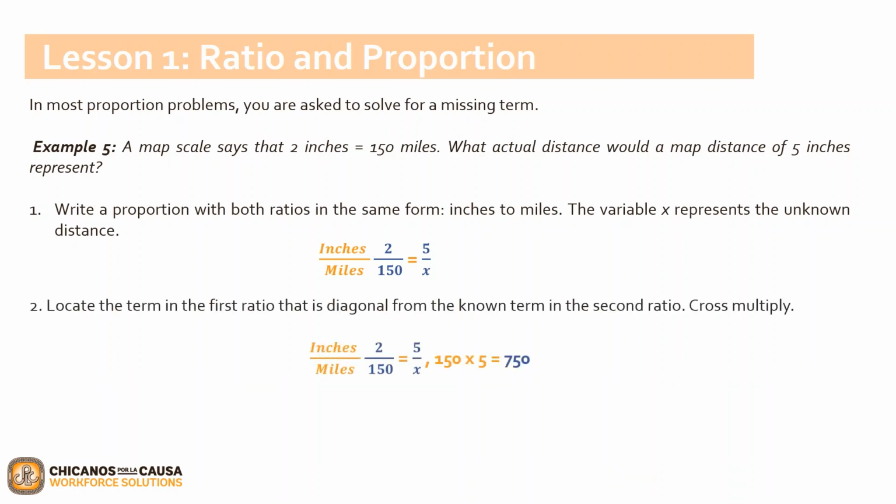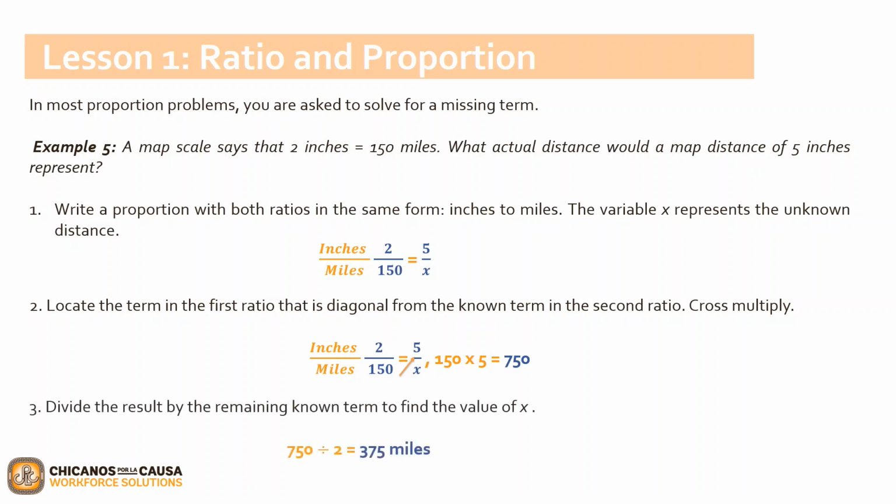Second, we locate the term in the first ratio that's diagonal from the known term in the second ratio. We would cross multiply, which would give us 150 times 5, which equals 750. Third, we divide the result by the remaining known term to find the value x. So we would take the 750 divided by 2, which equals our answer of 375 miles.